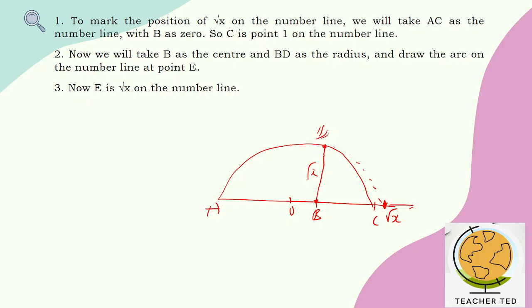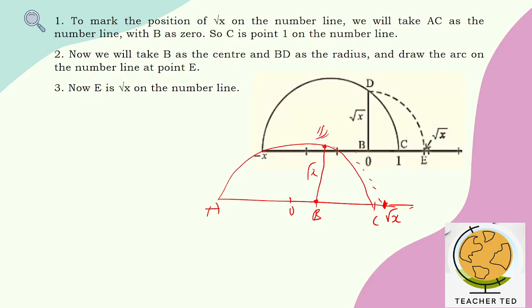So I hope all of you understood. Let me clearly show this picture. You can see here, DE is an arc and the point E shows the value of root x on the number line.